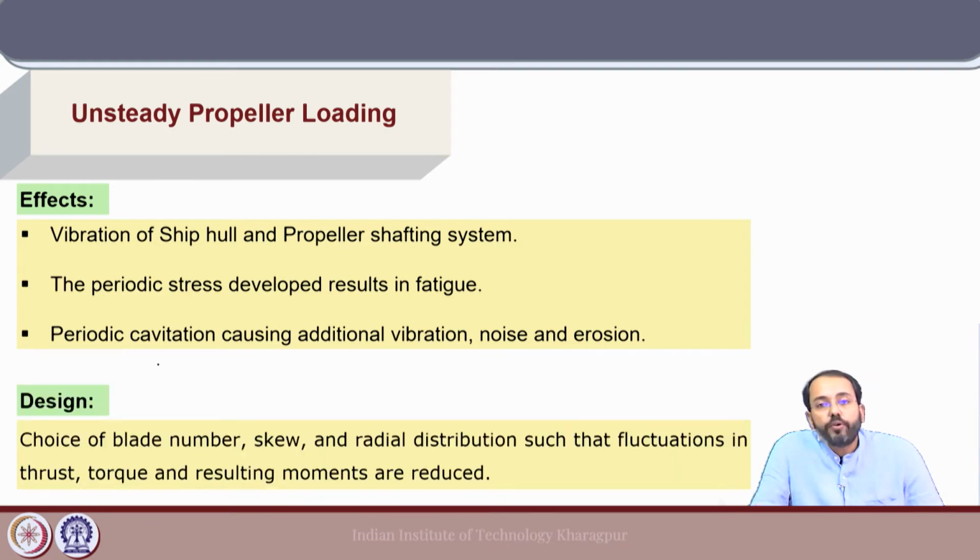Now, from the design point of view, the choice of blade number, skew and radial distribution should be made so that a suitable design is adopted such that the fluctuations in thrust, torque and moments can be minimized. Now, these points have been discussed for the relevant sections under propeller design.